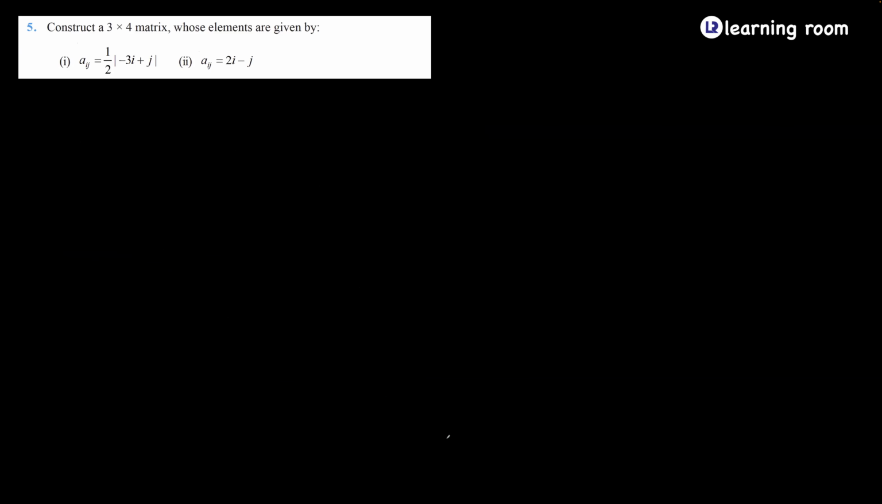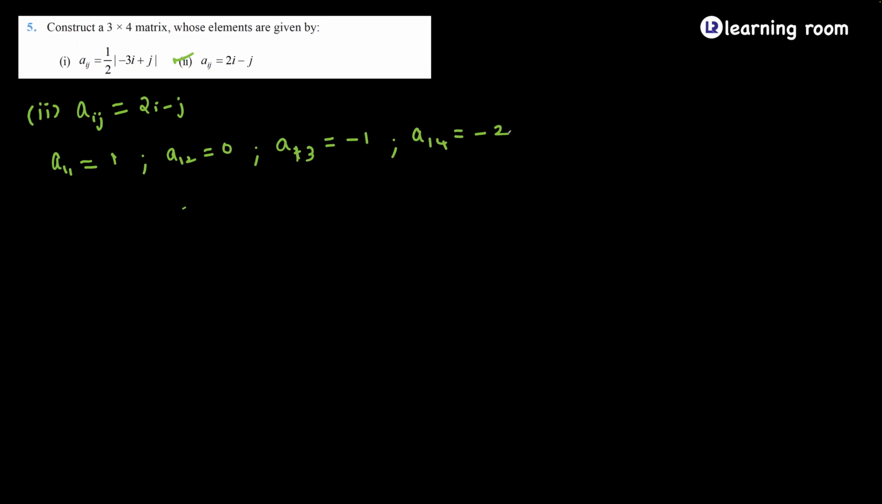So the next question, the second one, says Aij is equal to 2i minus j. So what is A11? A11 is 2 minus 1, which is going to be 1. What is A12? 2 minus 2, which is 0. What is A13? 2 minus 3, minus 1. So what is A14? 2 minus 4 is minus 2.